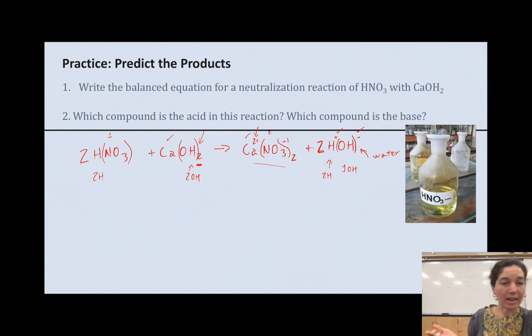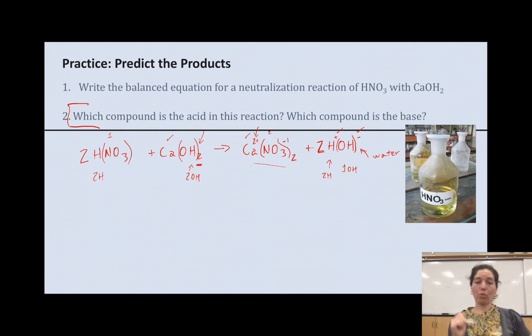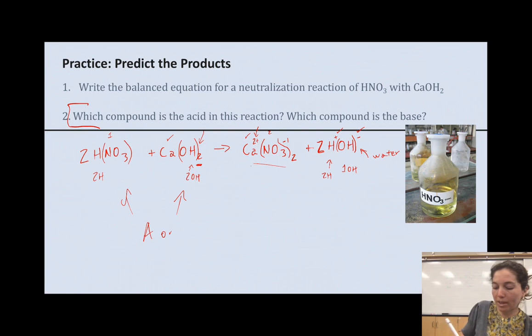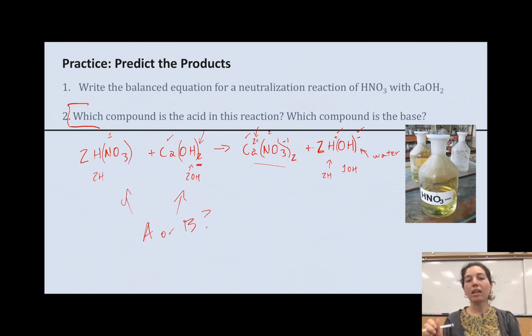Okay, so now that we've done that, which of these compounds is the acid in this reaction? Which is the base? In order to do that, you need to see which of these compounds is giving an H+ ion away and which compound is receiving the H+ ion that was given in order to determine which one of these guys here in the beginning is an acid or a base. Let's take a look at the answer to this problem.